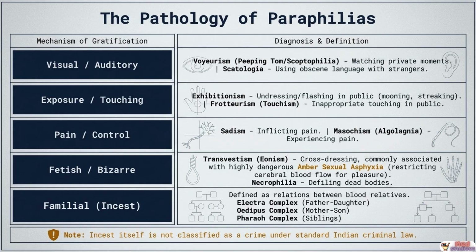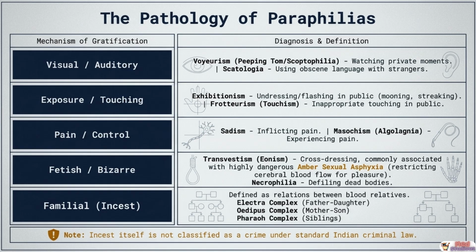Fetish and bizarre paraphilias include transvestism, gratification from cross-dressing, and critically, autoerotic asphyxia, the highly dangerous practice of restricting cerebral blood flow through self-strangulation or partner restriction to intensify orgasm, which causes numerous accidental deaths annually. Necrophilia, sexual acts with deceased persons, is classified here.